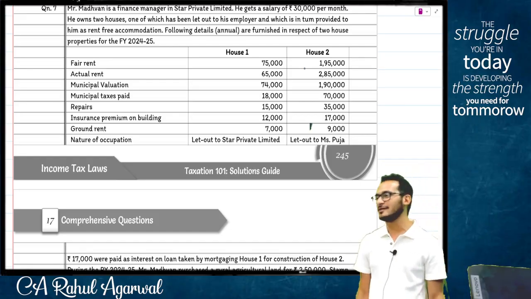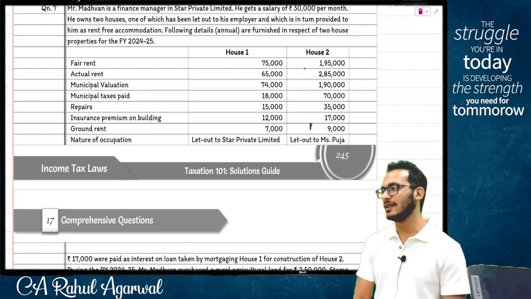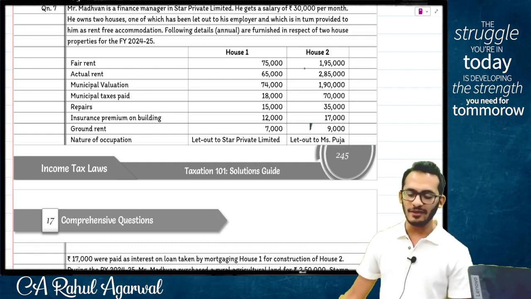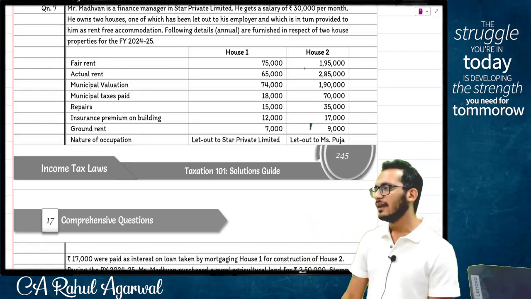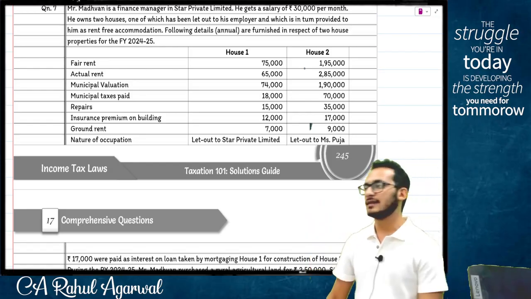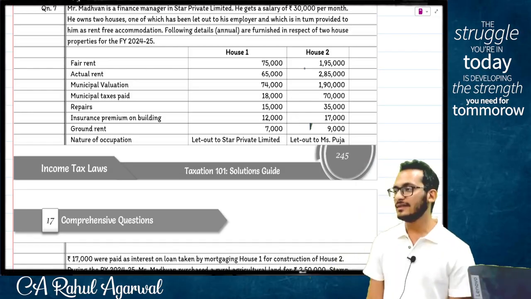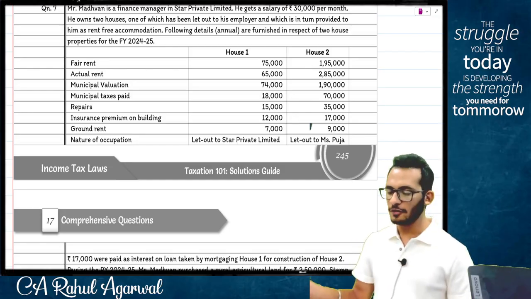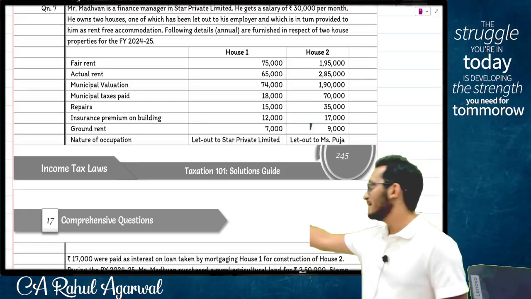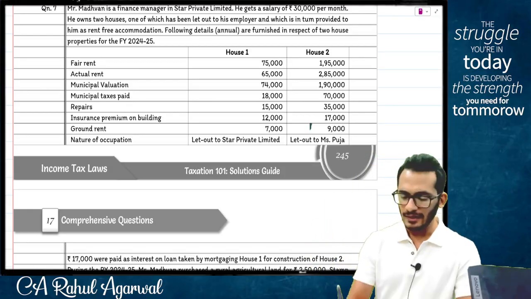Following details are given to you in respect of both the houses. Two houses are given to you. One is house 1 and one is house 2. For house 1 they've given you facts: fair rent, actual rent, municipal value, municipal tax paid, some repairs, which is not allowed because it is let out property. Insurance premium on building, not allowed because let out property. Ground rent is 7,000, not allowed because let out property. Nature of occupation, let out to Star Private Limited, which means this is the house which has been let out to you.